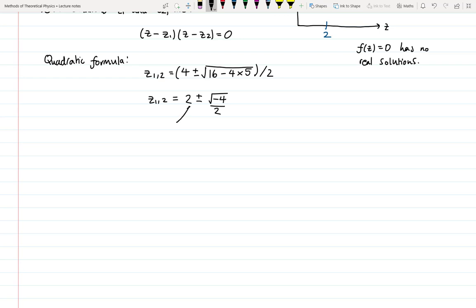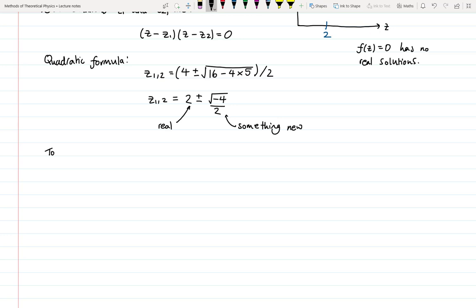Now this first bit is fine. This is a real number. This second bit is something new. Okay? It has the square root of a negative number. Now, rationals and reals can't describe the square root of a negative number.